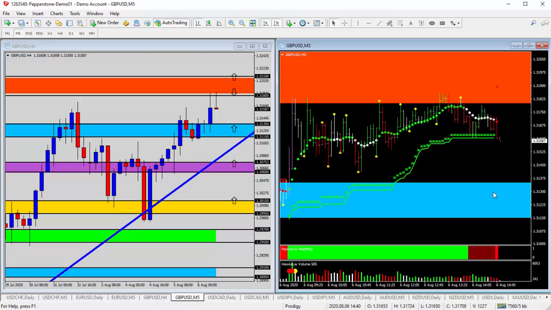So there could be some opportunities today to take advantage of bounces off the orange zone back to the blue zone or lower for the pound dollar today. But remember, at some point we may see a return to the trend for the pound dollar today.